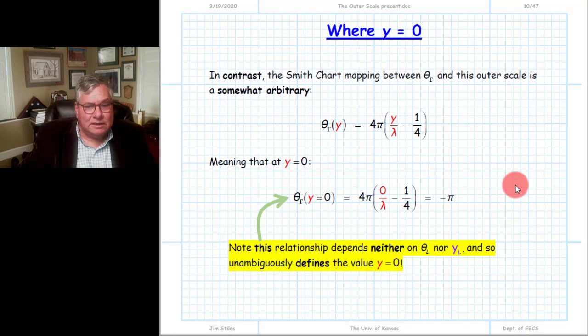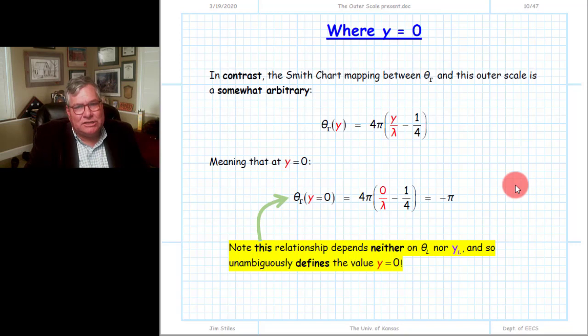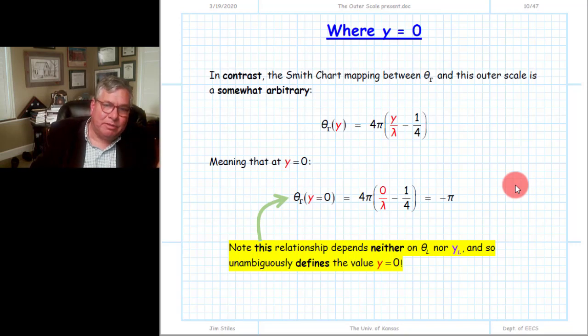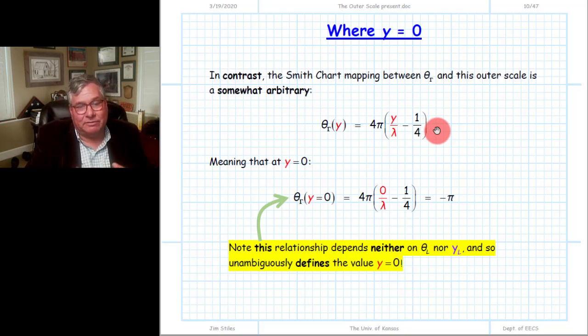In contrast, if we look at the reflection coefficient function and relate it to the y scale, the normalized scale on the outer ring of the Smith chart, we find the relationship between gamma, the phase angle of gamma, and that value of y is expressed with this equation. And notice nowhere in there does it say anything about the load reflection coefficient. Again, it has to be independent of what the load reflection is, because it has to be valid for any and all loads attached to the end of our line.